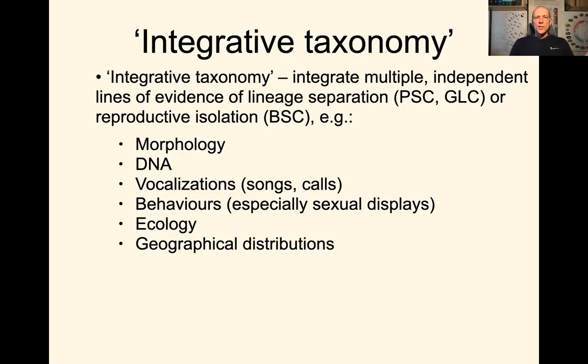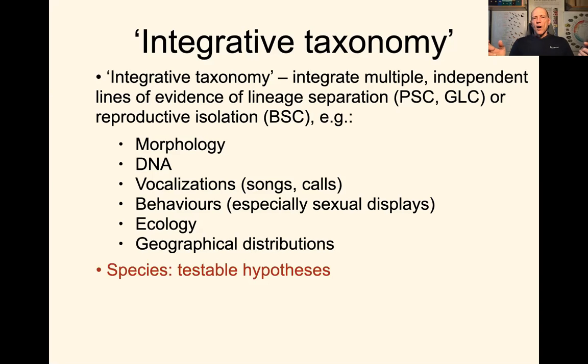You can use morphology, both plumages and structure. You can use DNA, single genes, or even whole genomes, which are often available today. Vocalizations, really important. Songs are generally considered of higher importance than calls, but both types can be used. Other behaviors, in particular, such behaviors that are of importance for mate choice, such as sexual displays. Ecology, including habitat. Geographical distributions, including different relationships such as sympatry, parapatry, allopatry.